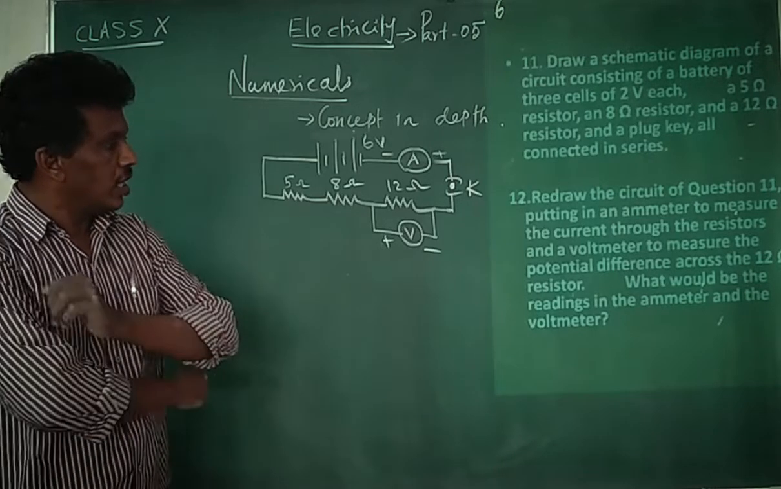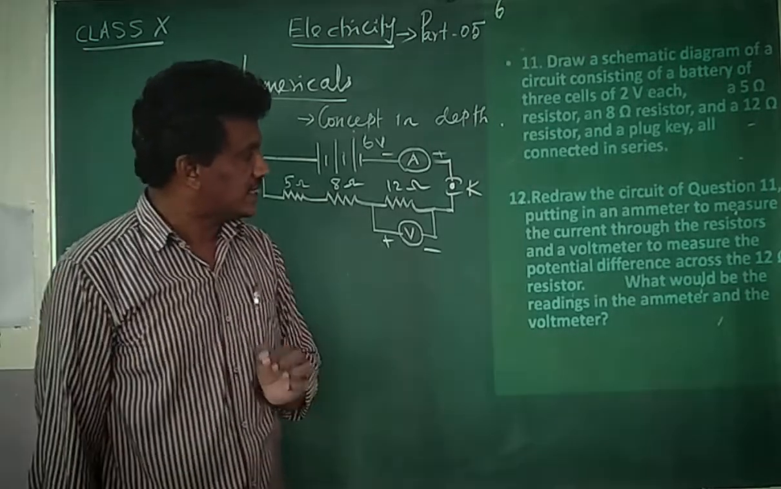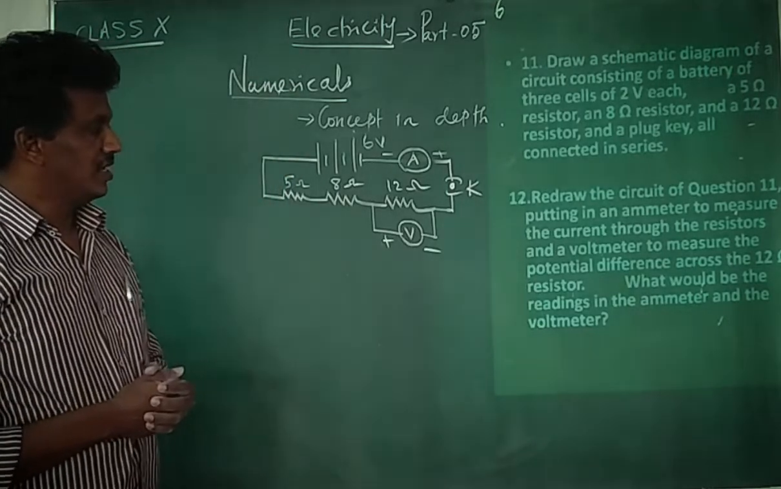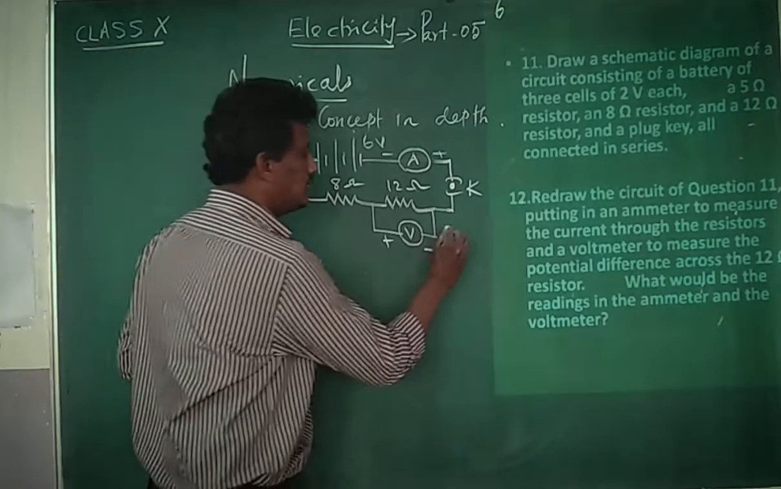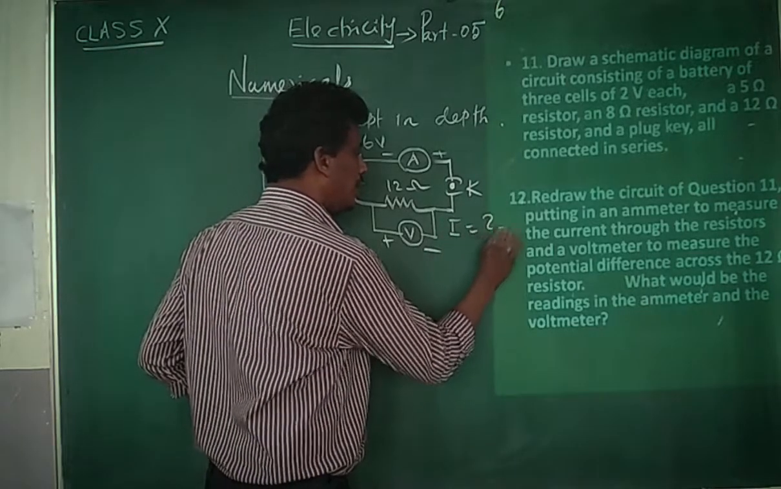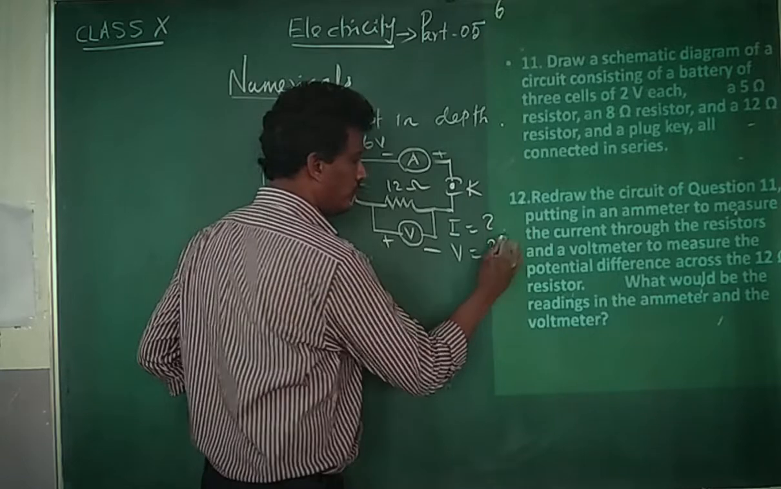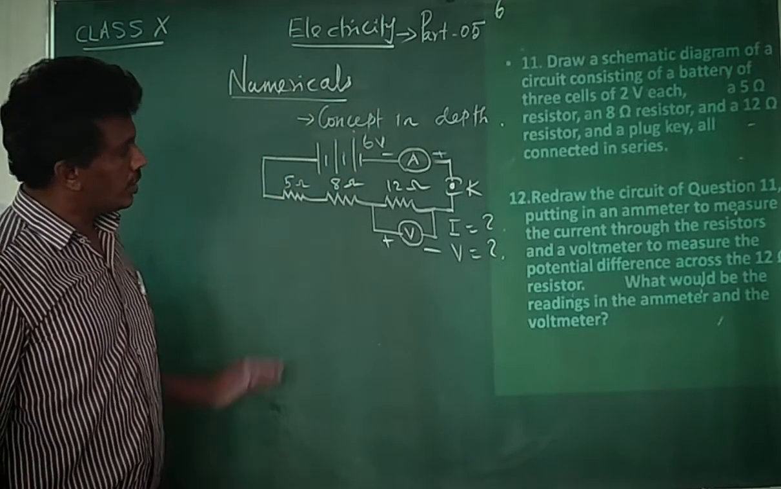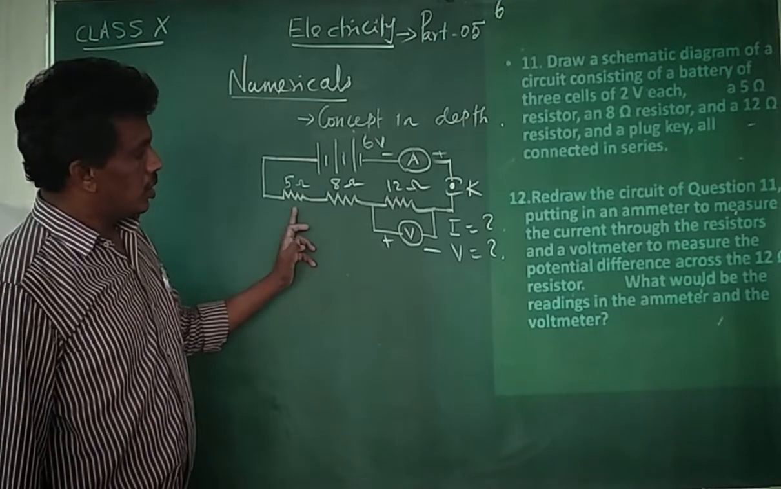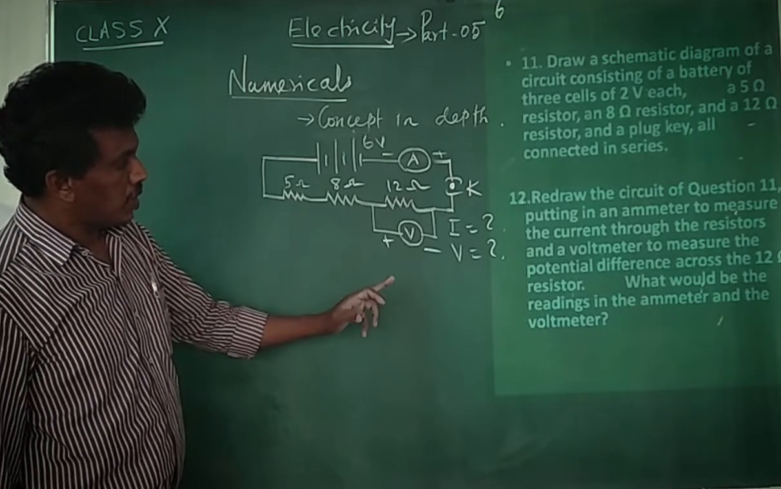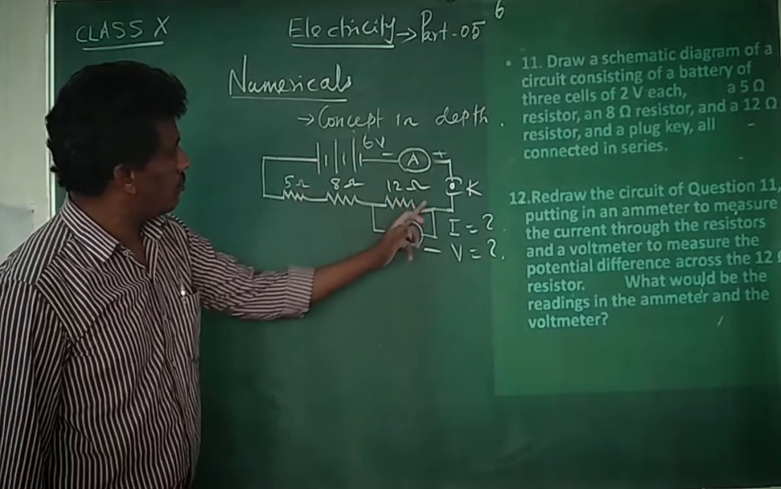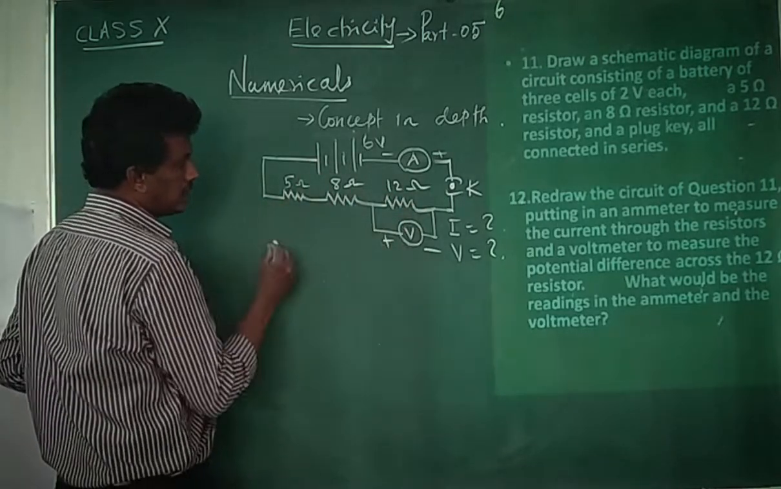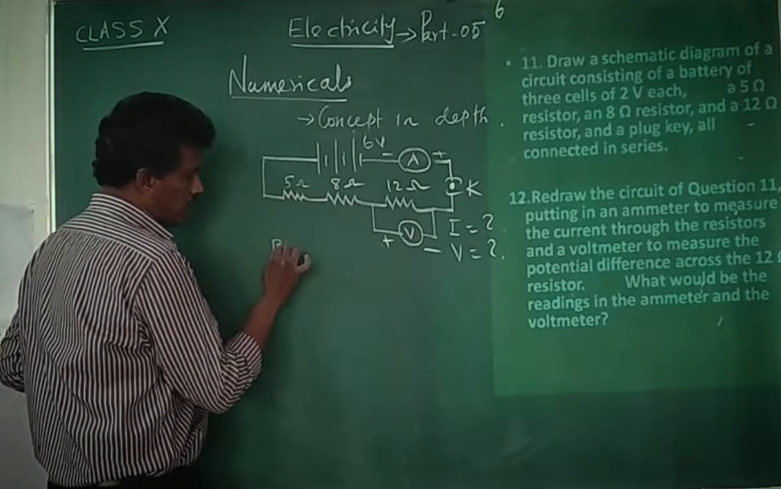What are they asking? What would be the readings in the ammeter and voltmeter? It is nothing but what? What is the value of I? What is the value of V? Let us calculate. Now the total current, because it is series, only the total current you are going to calculate. So what is the total resistance? Let us see. It is in series combination.